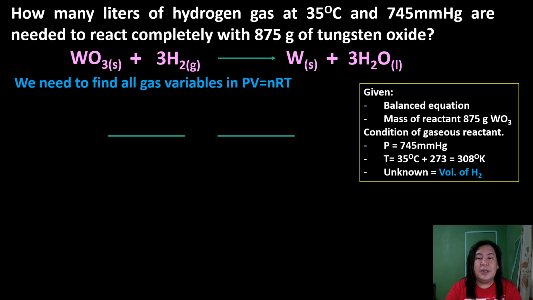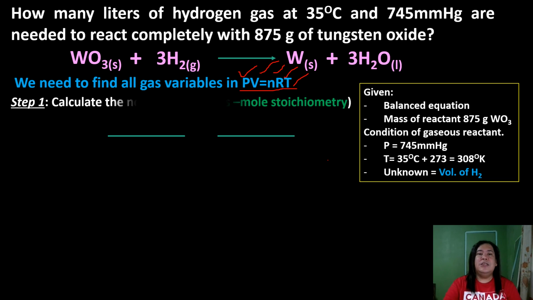Kasi we'll be using the ideal gas equation, kailangan meron tayo lahat. Okay? So we need to have the pressure, volume, the number of moles, the universal gas constant, and then the temperature. Bago natin magamit tong equation na to. So for our step 1, we have to calculate the number of moles. But this time, you will use the mass mole stoichiometry.